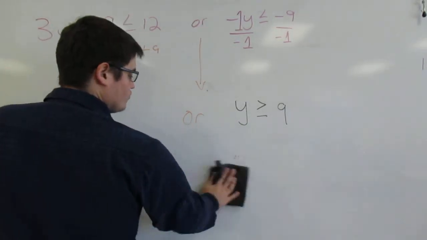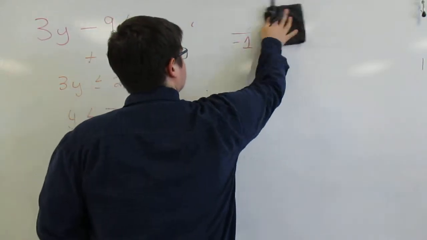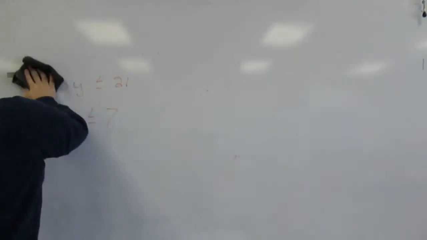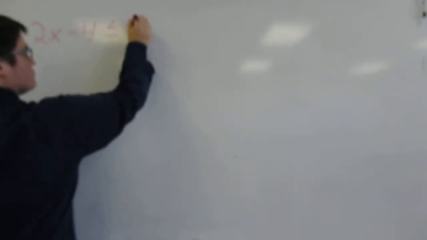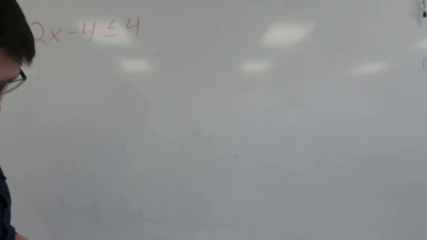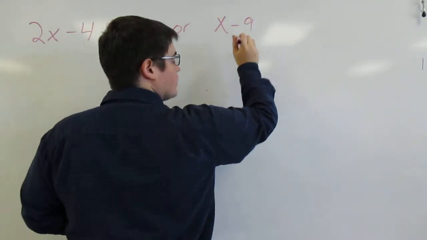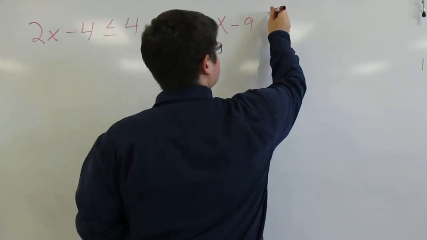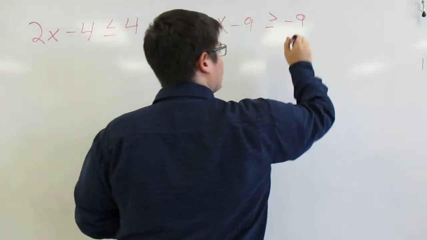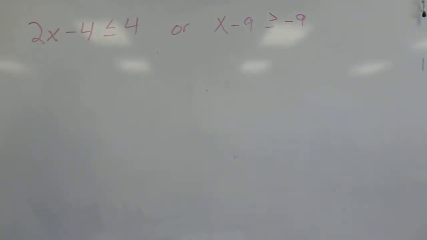So 2x minus 4 is less than or equal to 4, or x minus 9. So take a second and try to do this one by yourself, and then come back.